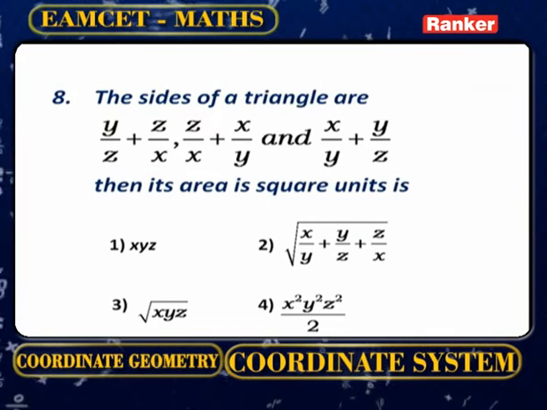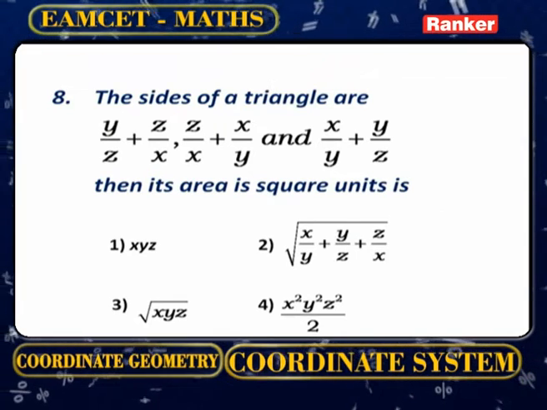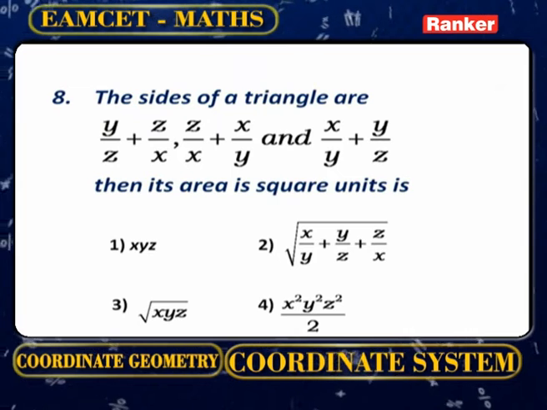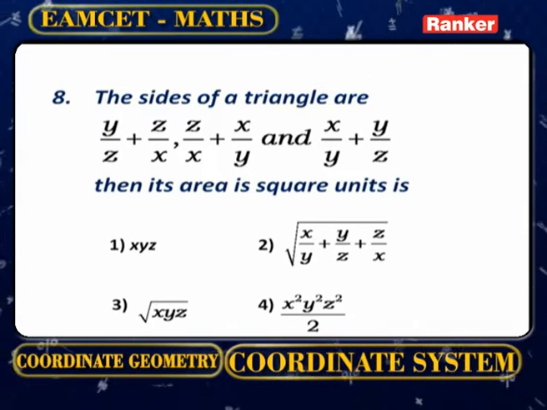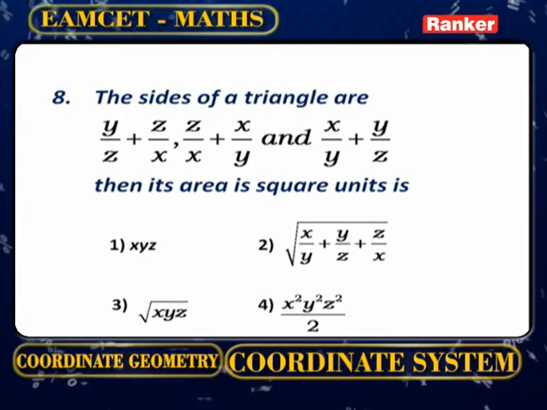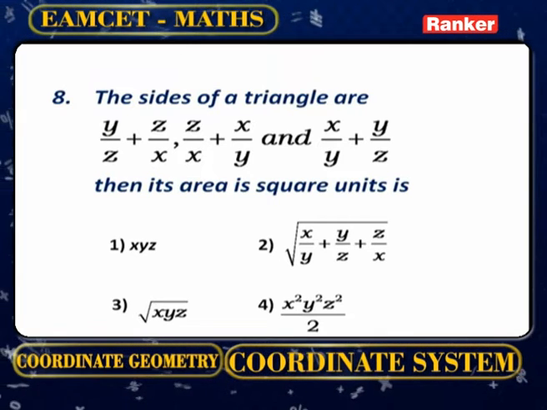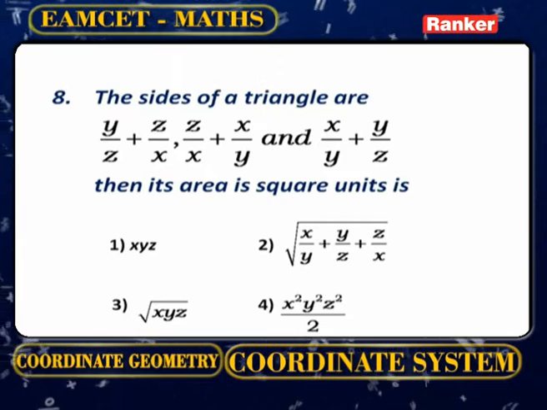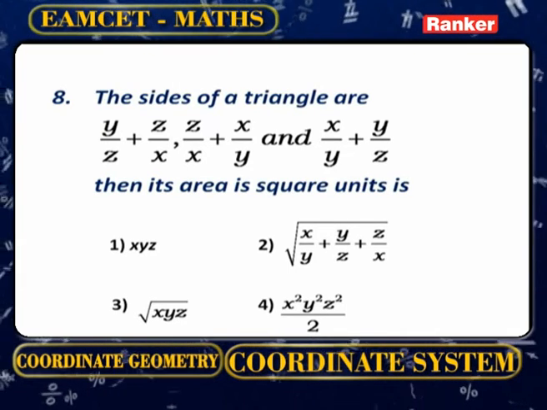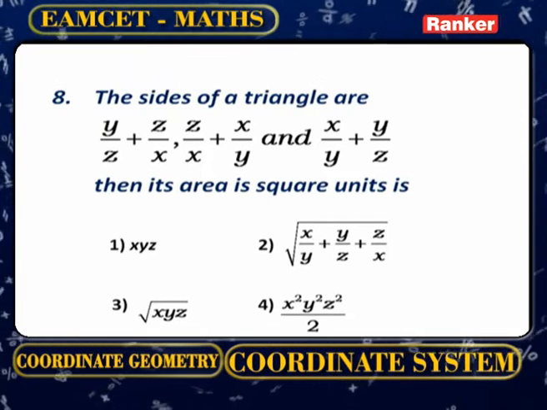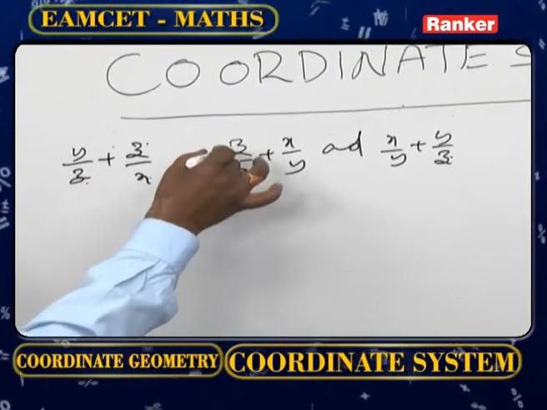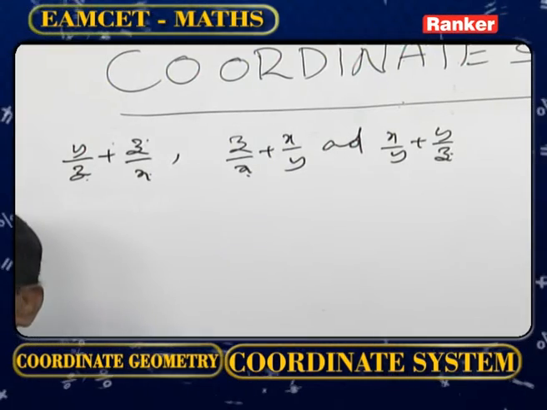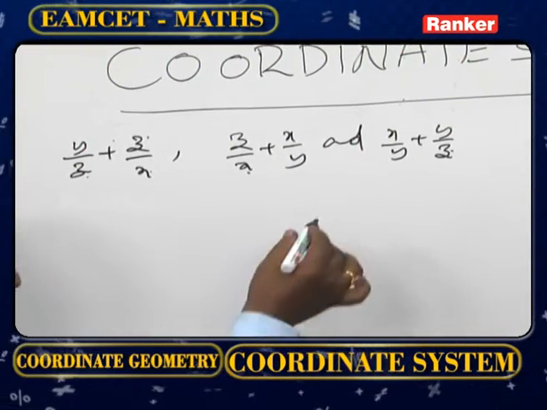The sides of the triangle are y by z plus z by x, z by x plus x by y, and x by y plus y by z. Then find its area in square units. Now, given the sides of the triangle y by z plus z by x, z by x plus x by y and x by y plus y by z are the lengths of the sides of the triangle.